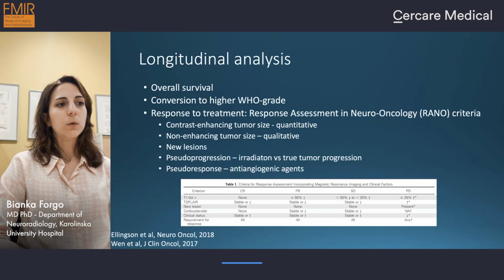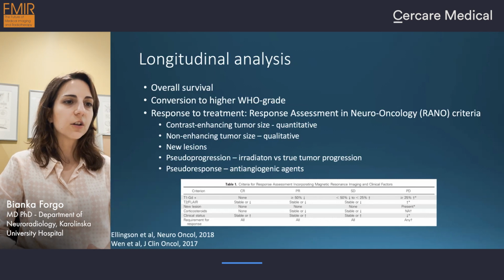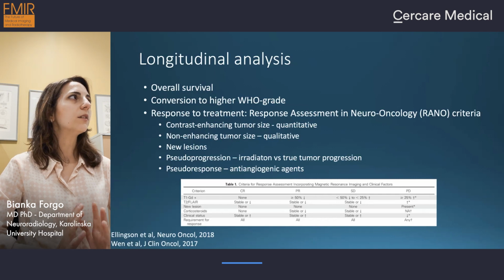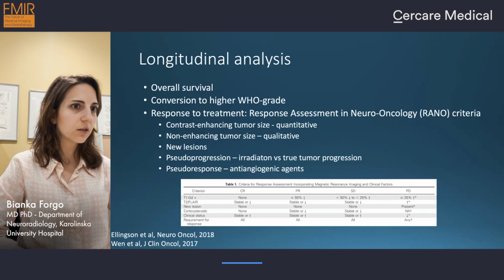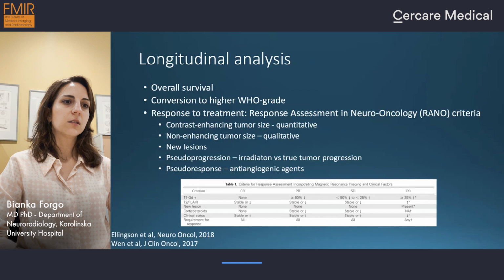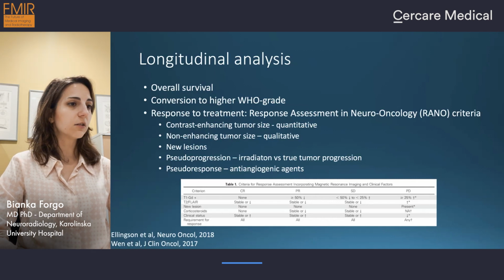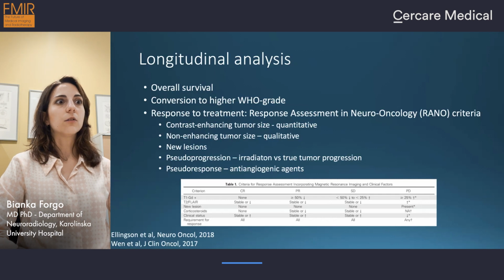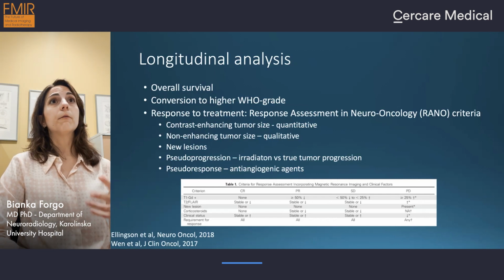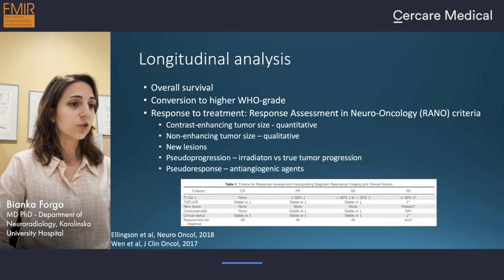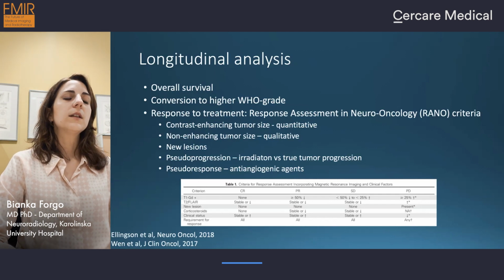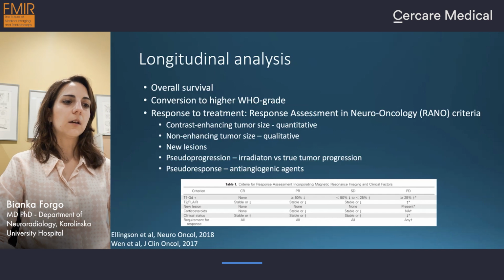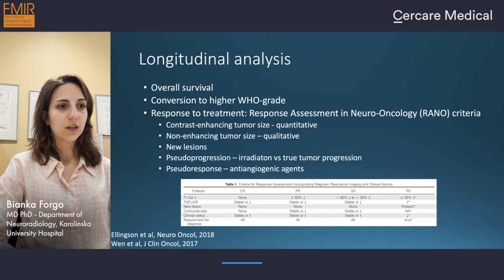And also, we would like to monitor pseudoprogression, which can typically be seen a few weeks, months after irradiation. We would like to differentiate this from true tumor progression, because that obviously has a very significant impact on survival and also on therapeutic decisions. And we would like to monitor pseudo-response, which usually is observed in patients who get anti-angiogenic agents.